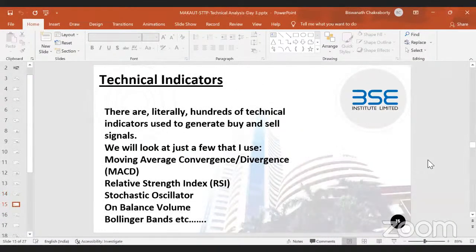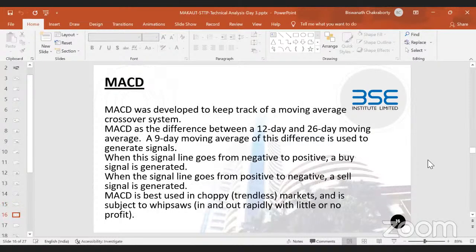So in technical indicators, we have a lot of indicators with us, hundreds of indicators. Out of hundreds, I will share 3-4 with you right now. So the first is MACD, that is moving average convergence and divergence.